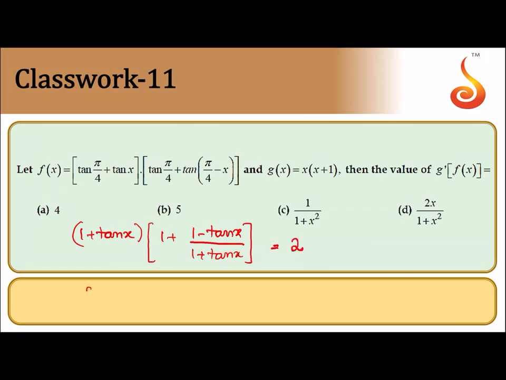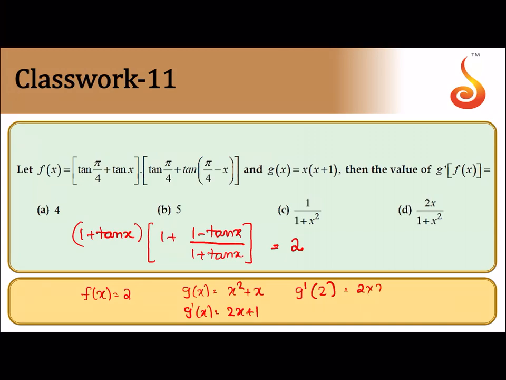Example 11. A simple example: tan pi by 4 is 1. So (1 minus tan x) by (1 plus tan x) plus (1 plus tan x) by (1 minus tan x). If you simplify, finally we get 2. So it means f of x is equal to 2.